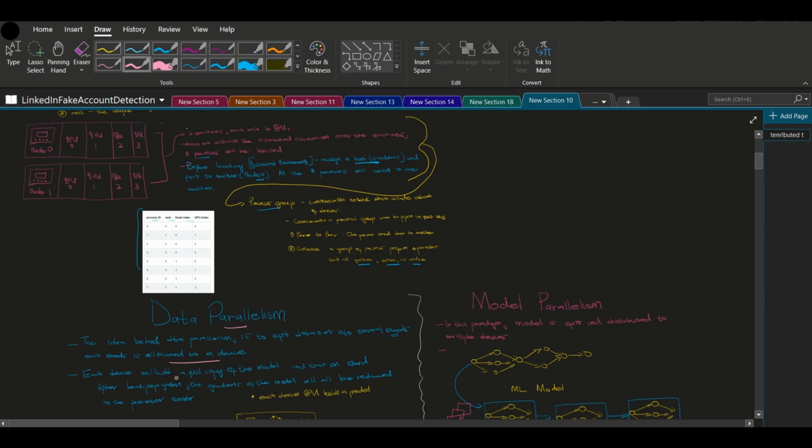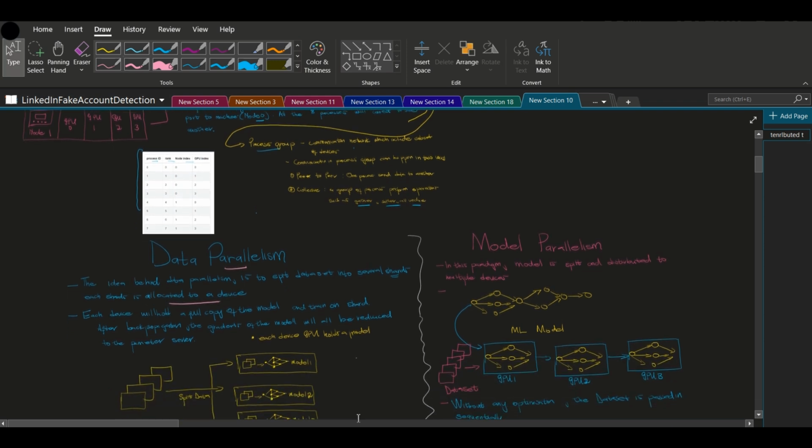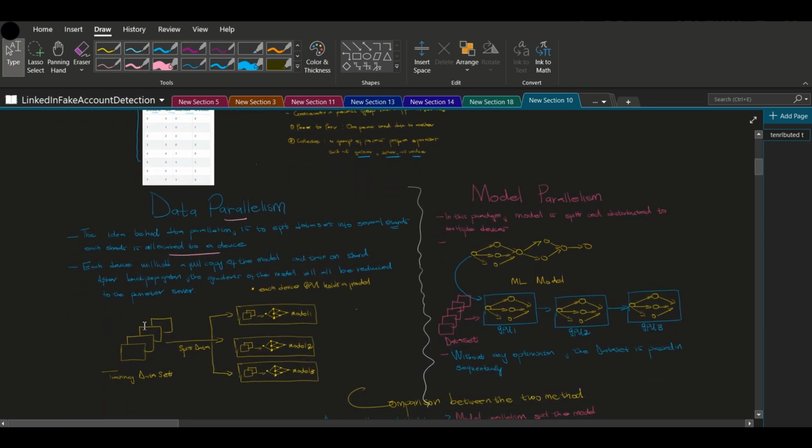So each device will hold a full copy of the model and train on that shard, right? What I'm saying here, if we scroll down, is that you can think of we have training data, and we split this data equally across these machines. But our model is being replicated across these servers. So, we replicate it here.